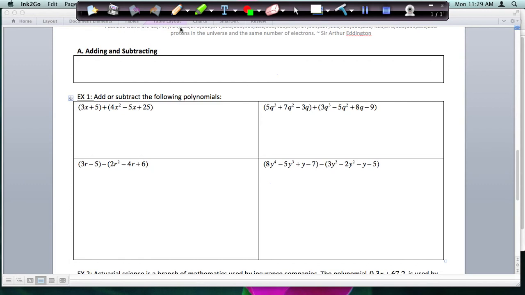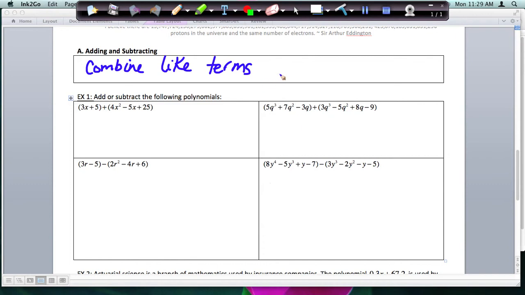Okay, we're going to look at adding and subtracting polynomials. When you're adding and subtracting polynomials, you basically are combining your like terms. So find your like terms, and if you have, let's say, an x squared and a 3x squared, combine those.